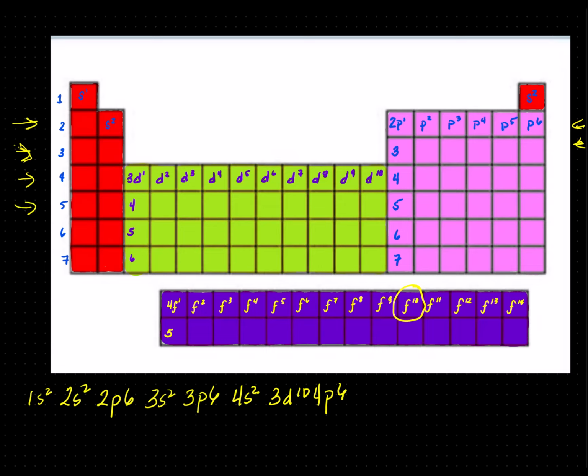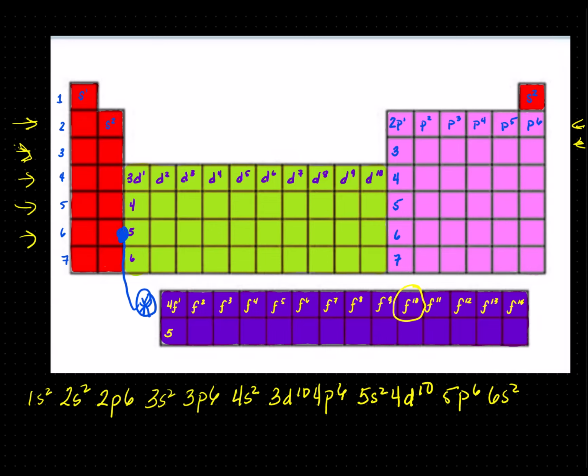After period 4, we're going to go to period 5. All of period 5 is going to be filled. So that's going to be 5s2. The s blocks are filled. Then followed by 4d10 and then 5p6. We're always going from left to right to fill. After the 5th period, we're at period 6 right here. 6s2 is filled. Right here, the lanthanide series goes right here.